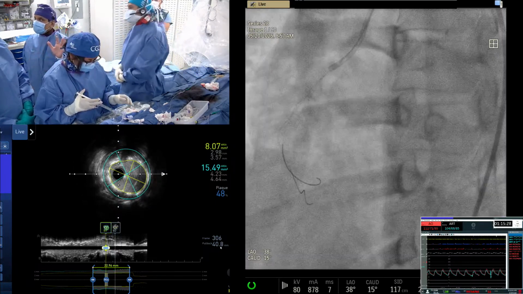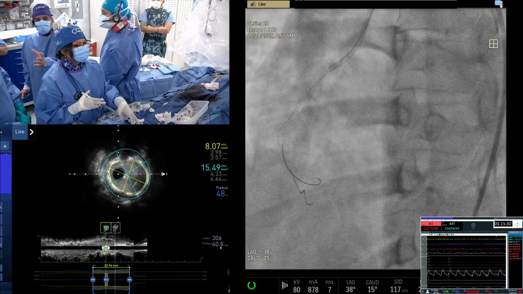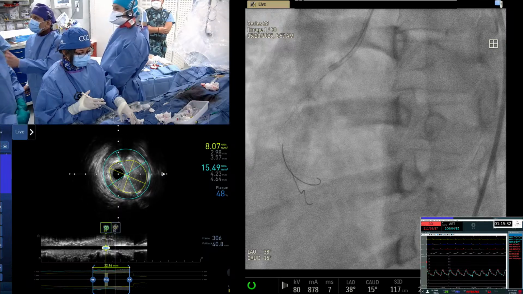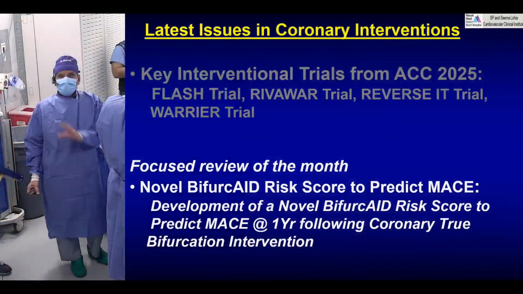Okay, I think this is done. We don't need to go lumen. Once you get more than 6.5 or 7, I think it's good enough. There's no area less than that.